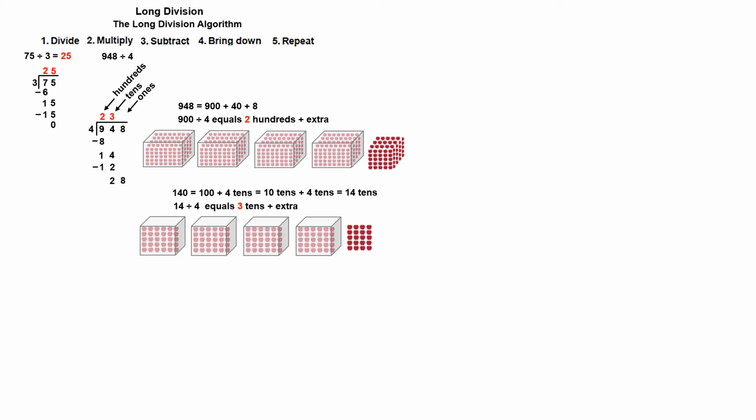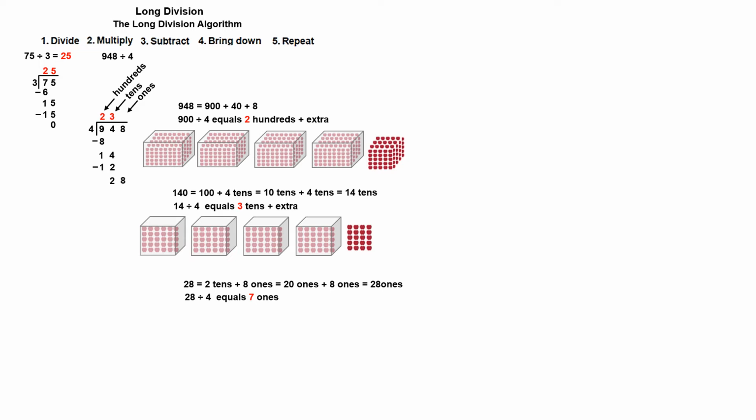We repeat the division process over using the 28 as the dividend. We start again at step 1. 28 is the same as 2 tenths plus 8 ones. And 2 tenths plus 8 ones is the same as 20 ones plus 8 ones. And 20 ones plus 8 ones equals 28 ones. Dividing 28 ones by 4, we get 7 ones and nothing is left over.